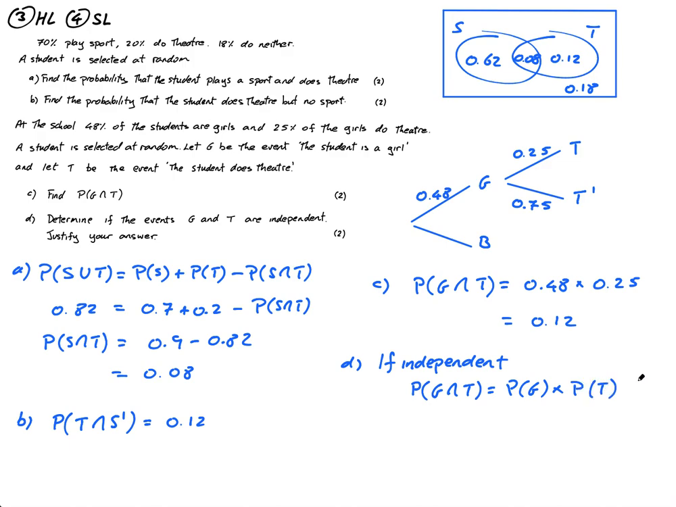Now, this is confusing because you've already done this. You've done the probability of a girl and theater, and it's this times this. But this isn't the probability that a student, taken at random, does theater. That's the percentage of girls that do theater. So the probability of a student doing theater is this. It's still the 0.25. So I'm going to find the probability of G times the probability of T. The probability it's a girl is 0.48, times the probability they do theater, which is 0.25.